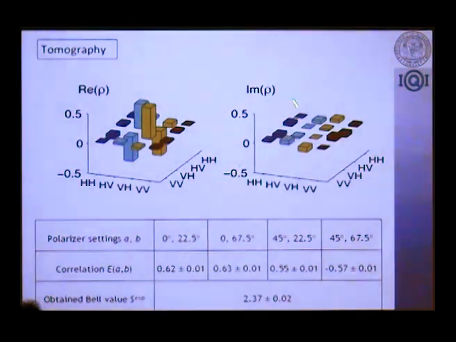Here's the results, the tomography of the quantum state. This is details. Here's the results of the Bell state, 2.37. The classical limit is 2.